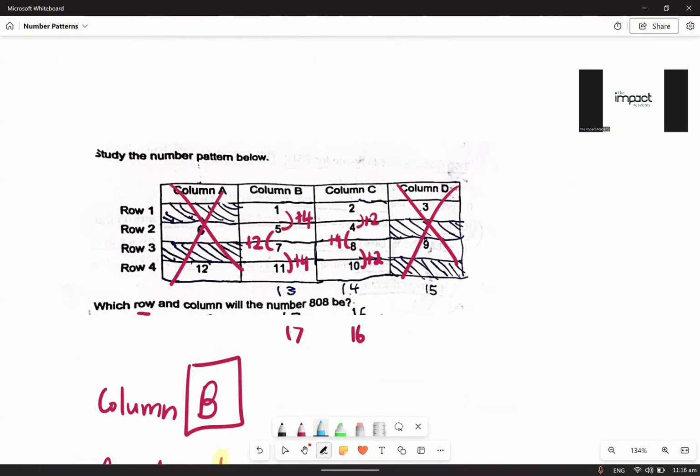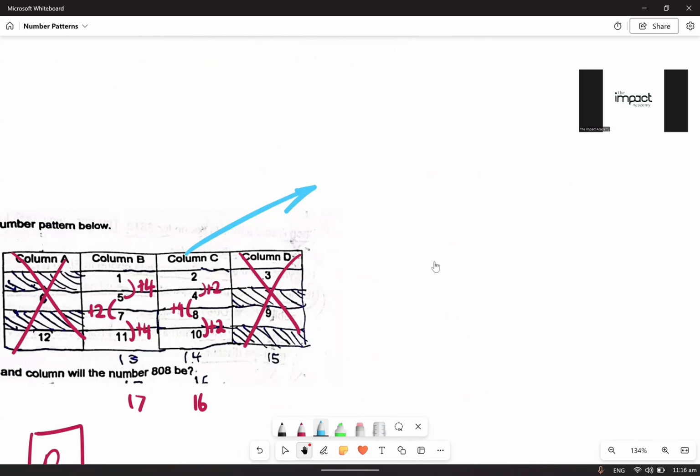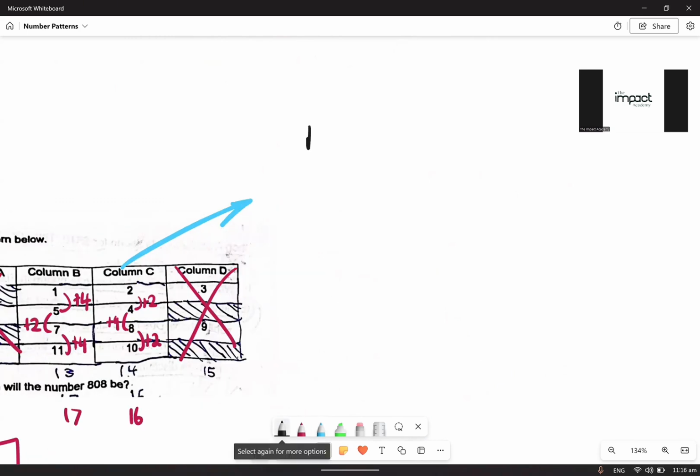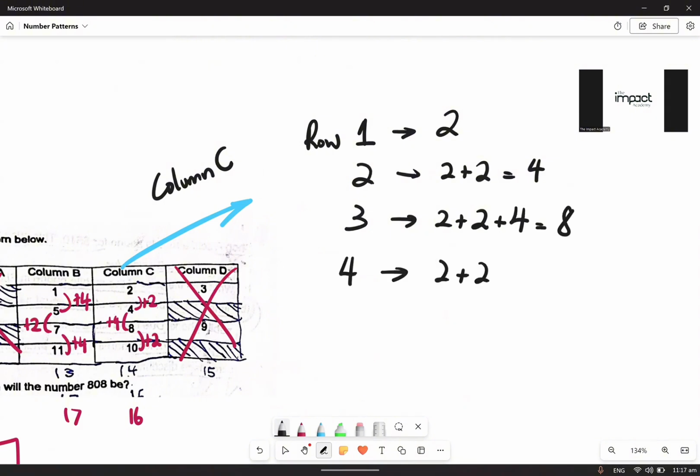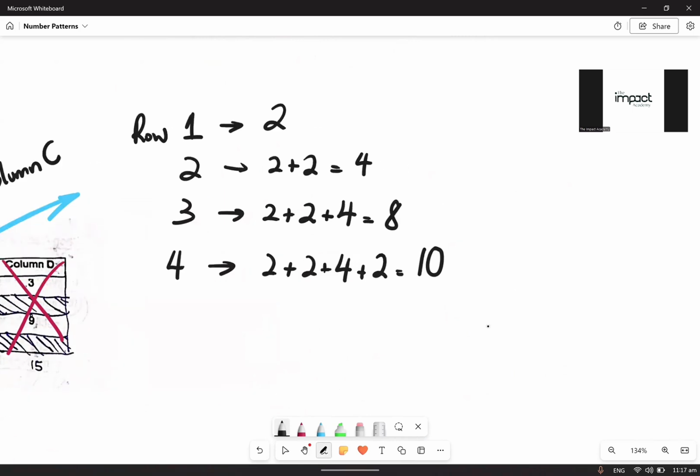But you know what? I'm not going to be complacent, because what about column C? So I'm just going to do the same thing for column C. I'm trying to find if 808 exists in column C. Row 1 is actually 2. Row 2 is actually 2 plus 2, which is equals to 4. Row 3 is actually equals to 2 plus 2 plus 4, which is equals to 8. Row 4 is actually equals to 2 plus 2 plus 4 plus 2, which is equals to 10. Now, what do you see from here? You see that the numbers repeat themselves, right? The numbers over here are all 2, 4, 2, 4, 2, 4.